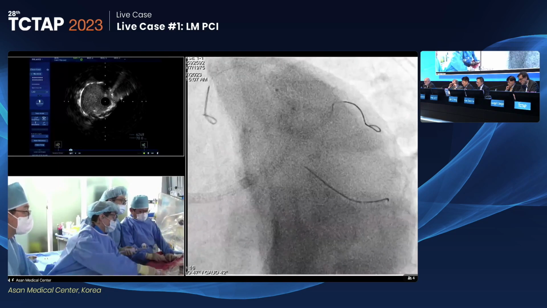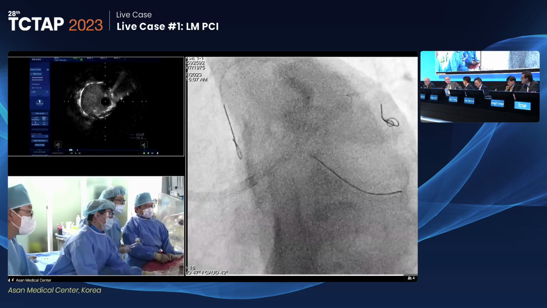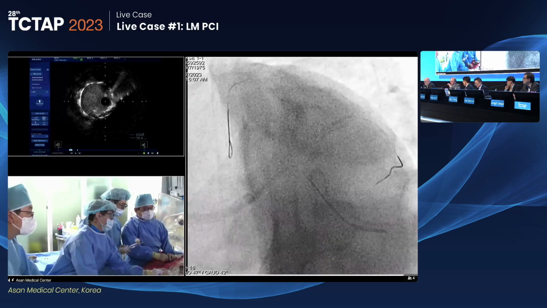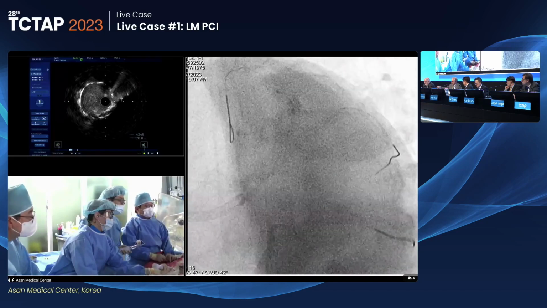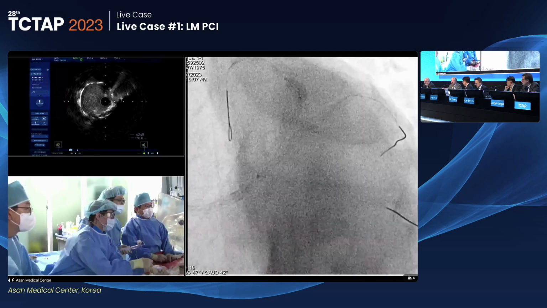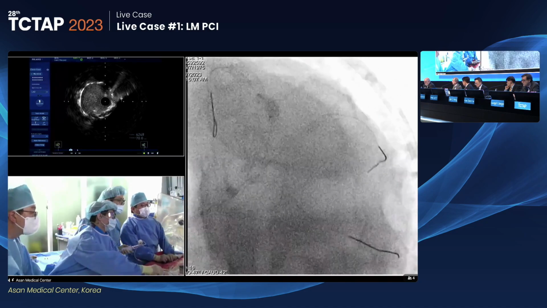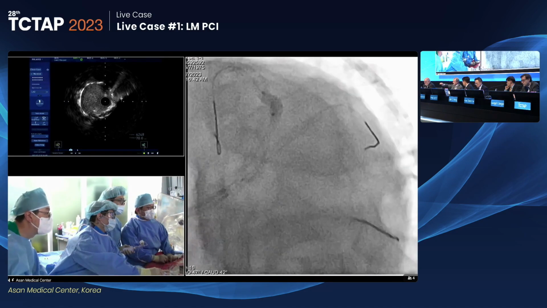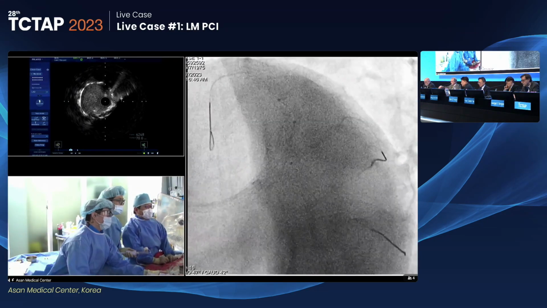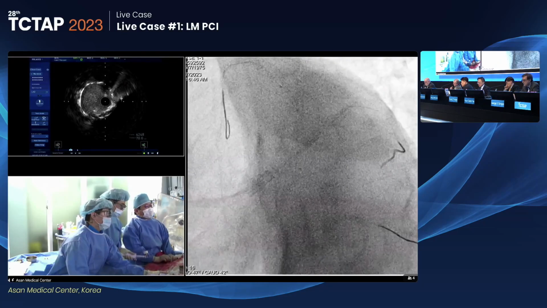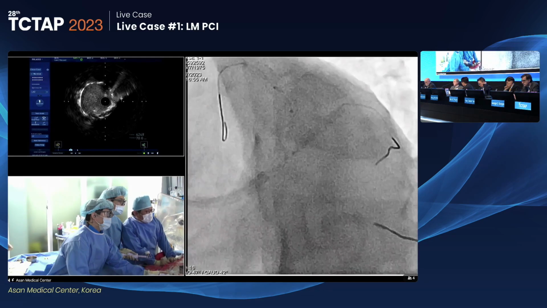I would have done this procedure totally different. I would have used one stent from the left main to the LAD, because there is another lesion distally, and drug-coated balloons on the intermediate and circumflex. One stent crossover and two drug-coated balloons. This is, to me, a more modern way to deal with bifurcations.